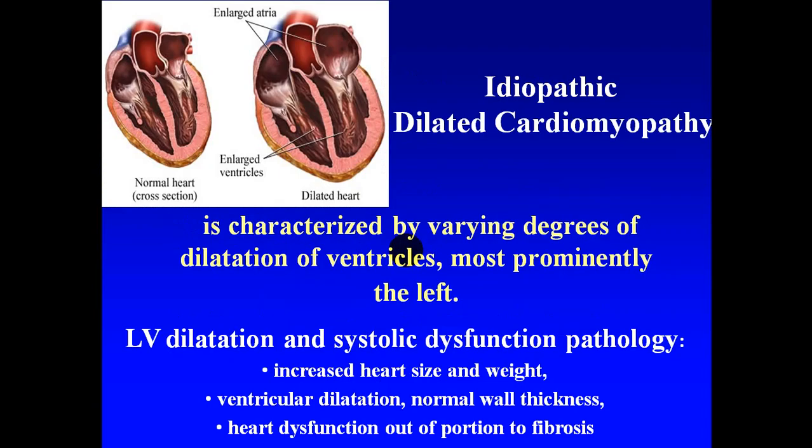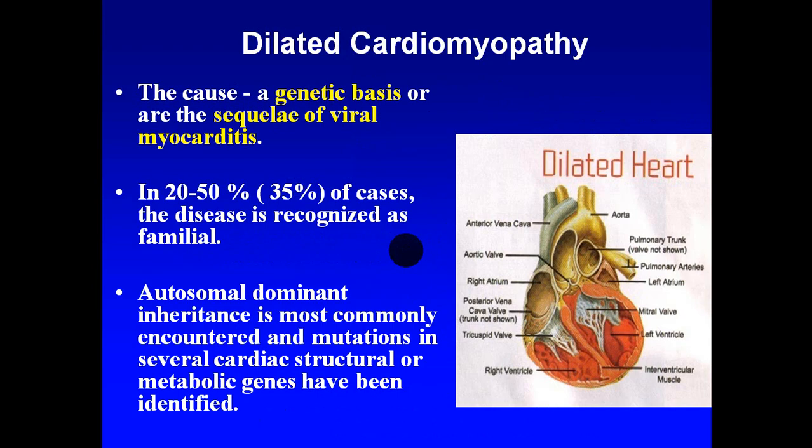I now come to the first class, idiopathic cardiomyopathy. Dilated cardiomyopathy is characterized by varying degrees of dilatation of the ventricles, most prominently the left side. Left ventricular dilatation and, as we said, systolic dysfunction. Pathologically we see an increase in the size and weight of the heart, ventricular dilatation, normal wall thickness, sometimes hypertrophy, and heart dysfunction out of proportion to the little fibrosis.